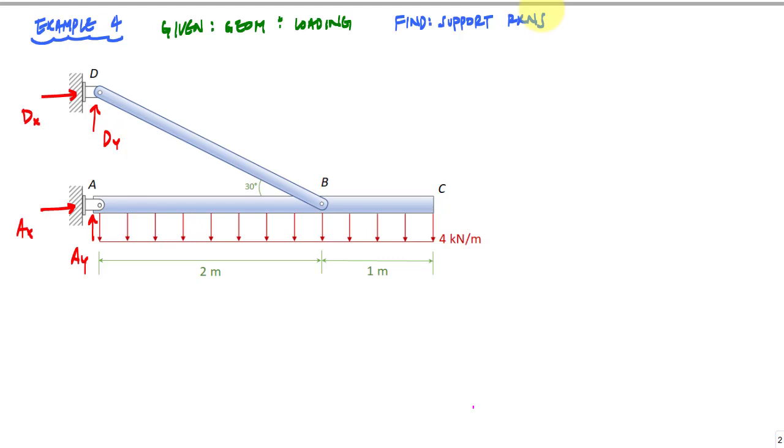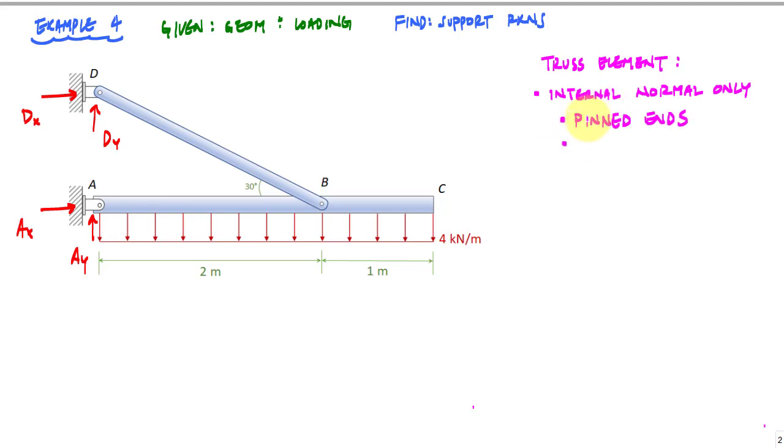What we have to recognize here is that member BD is a truss element, and we can assume it's a truss element, meaning that it only has an internal normal force as long as the member is pinned at its ends, and there's no transverse loading along the length of the member. Basically, there's nothing on member BD that can make it bend.